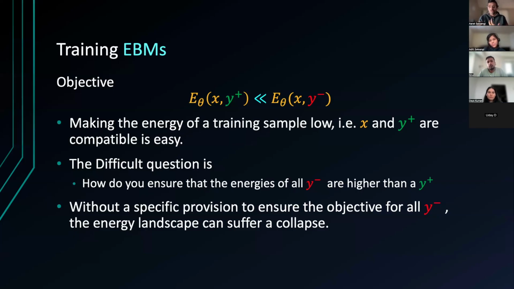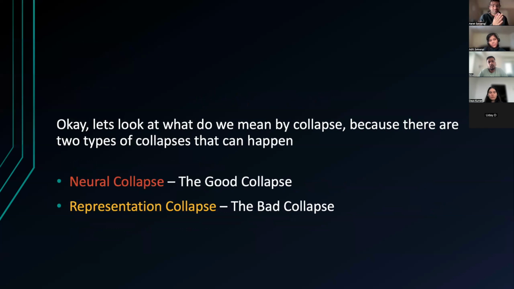So, what is a collapse? Let's come to what I mean by collapse, because there are two types of collapses that can happen. One is called neural collapse. The other is called representation collapse. What I'm talking about right now is representation collapse. That is the bad collapse. But there is also neural collapse, which is a good collapse.